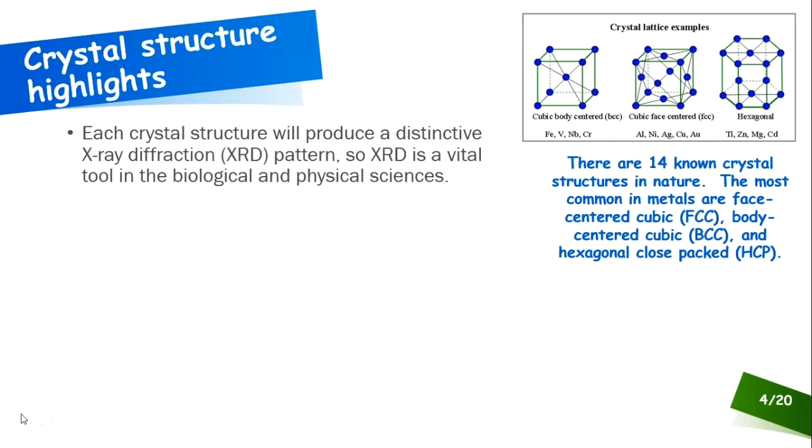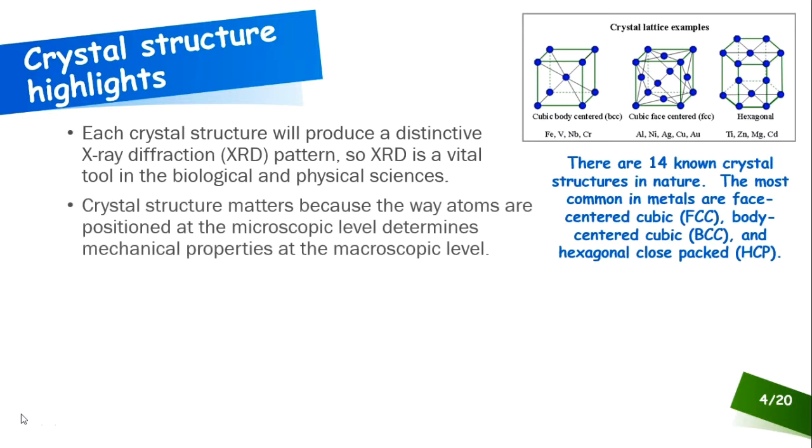So iron and vanadium and niobium and chromium are good examples of body-centered cubic metals. Aluminum, nickel, silver, copper, and gold all have a face-centered cubic structure. And then some of your more specialty metals like titanium, zinc, magnesium, cadmium, these have hexagonal closed packed structures. And these are the ones that we see most commonly in metals.